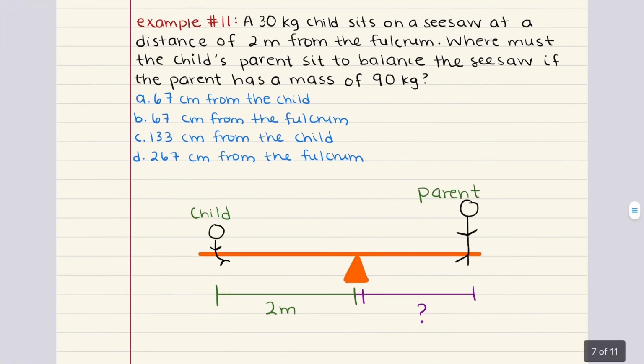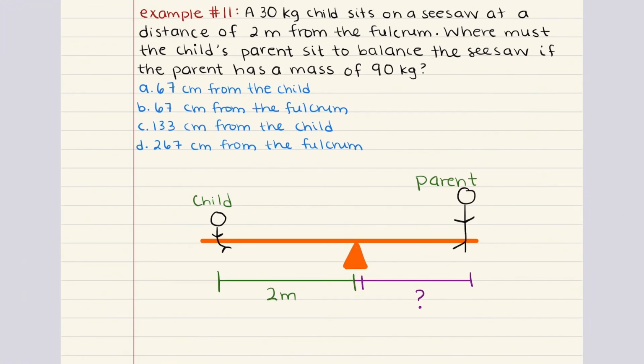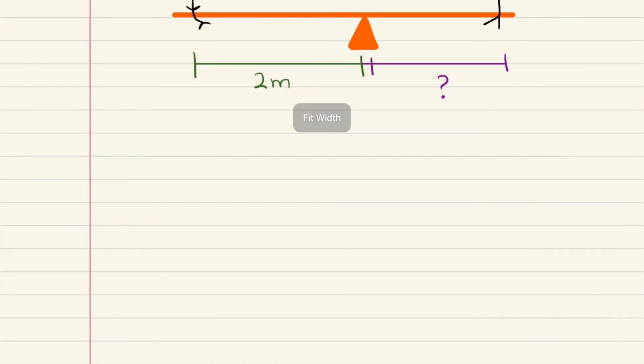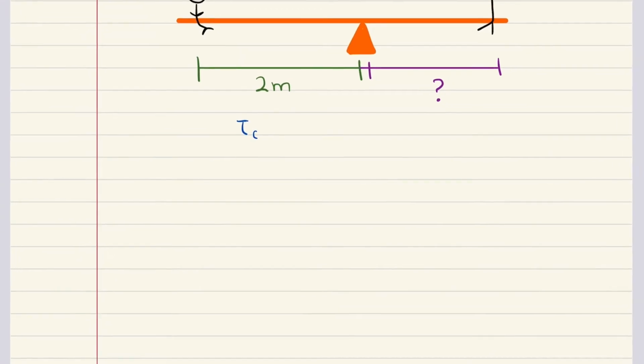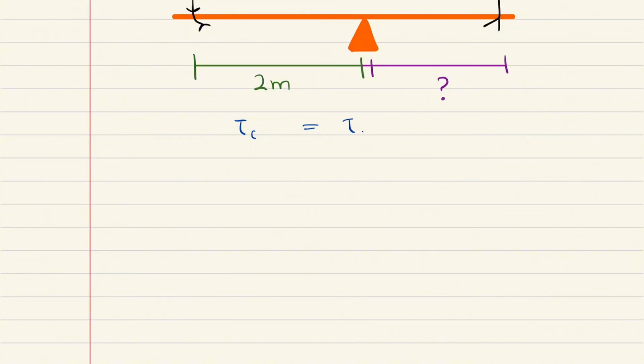Let's tackle problem 11 next. Problem 11 says a 30-kilogram child sits on a seesaw at a distance of 2 meters from the fulcrum. Where must the child's parent sit to balance the seesaw if the parent has a mass of 90 kilograms? Now, for the seesaw to be balanced, the torques around the fulcrum have to be equal. So we can say that the torque due to the child has to be equal to that due to the parent. Now we can expand our torque term.